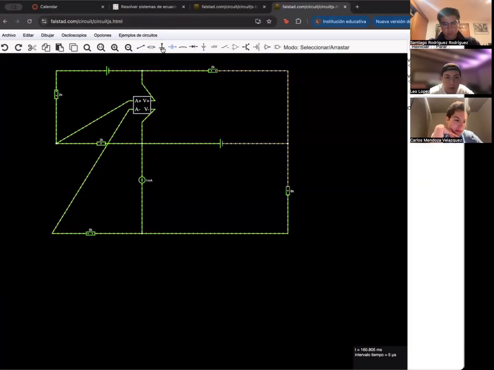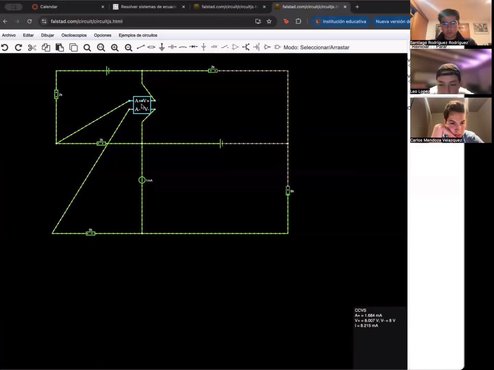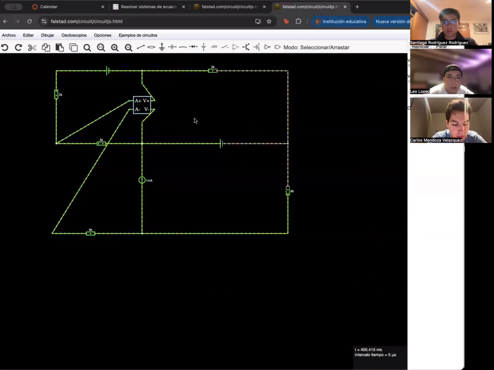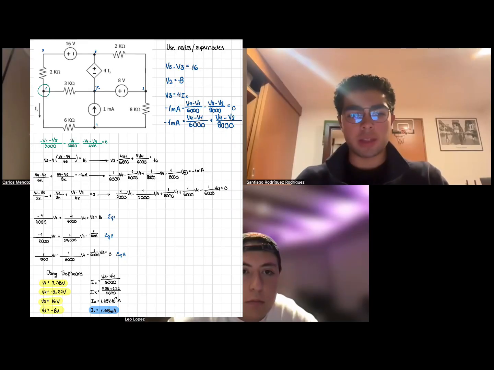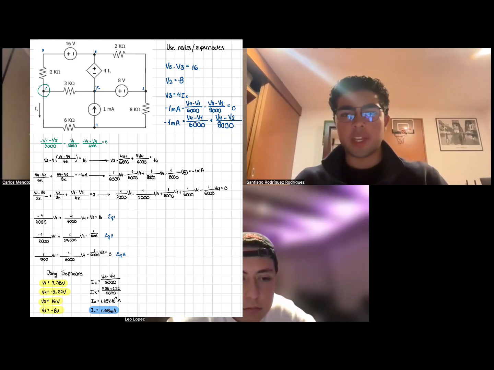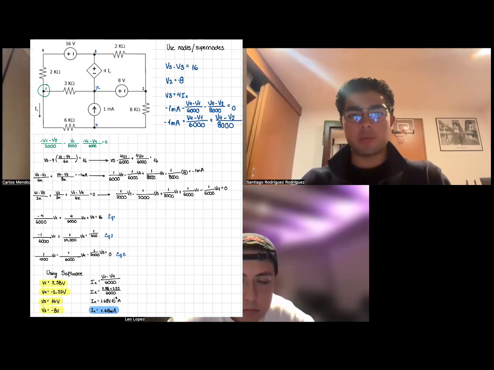Now we only have to check for our current, which is putting the mouse over our CCVS. And as you can see right here down below at the bottom right, it says that our I equals 8.215, and our A is 1.668. So yeah, we can conclude that our procedure was successful due to the reason that in our handmade procedures we obtained the same value for Ix.